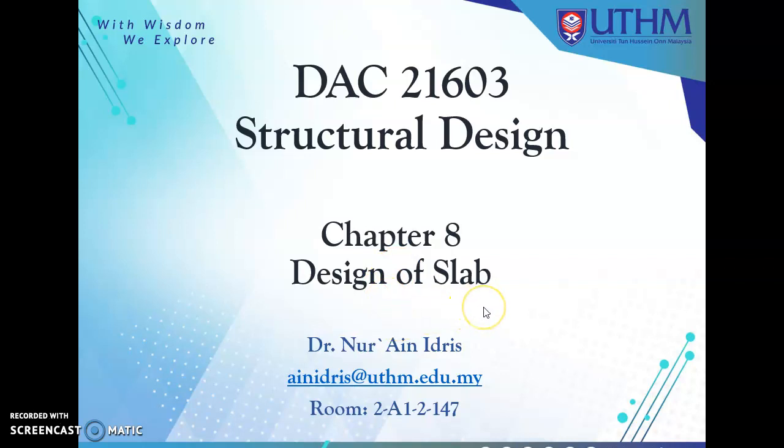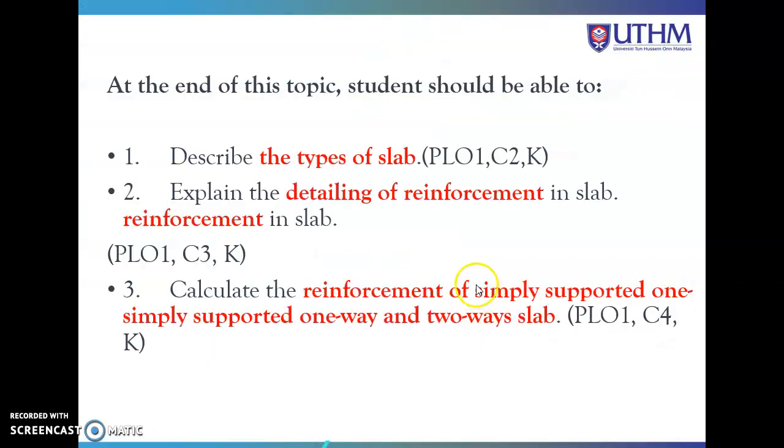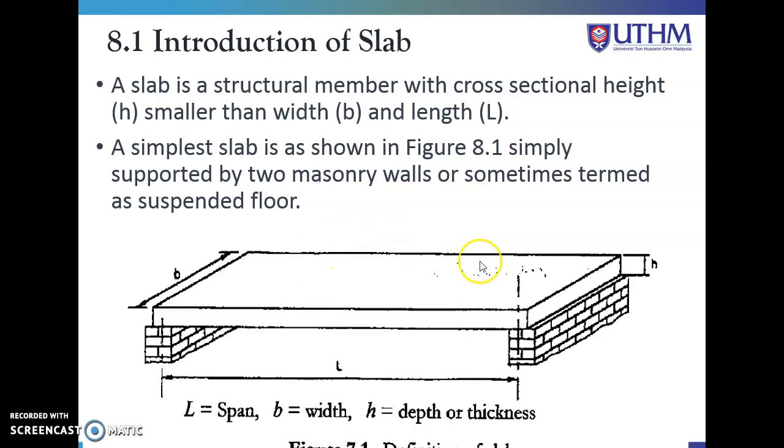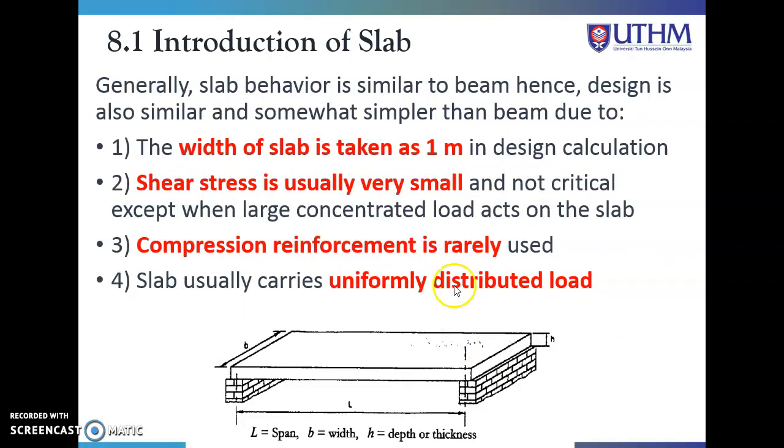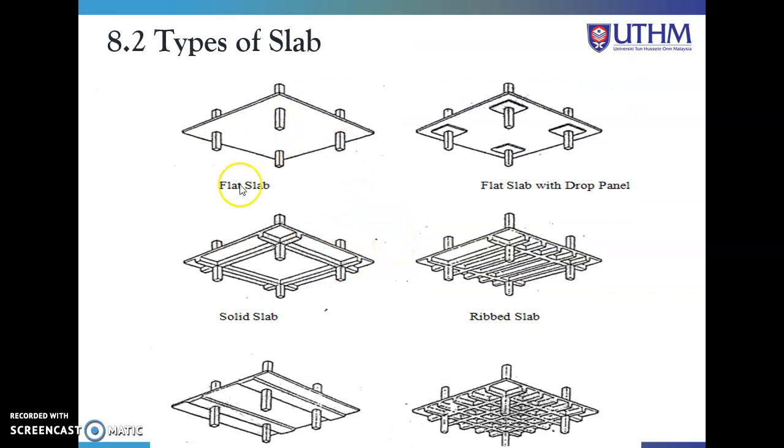So in the previous movie, we already described what is slab. It's the structural member at the cross-sectional height, which is smaller than the width and length. Okay, so this is the simplest slab, which is supported by two masonry wall. Okay, kita dah describe semua ni. Width of slab is taken as 1 meter.